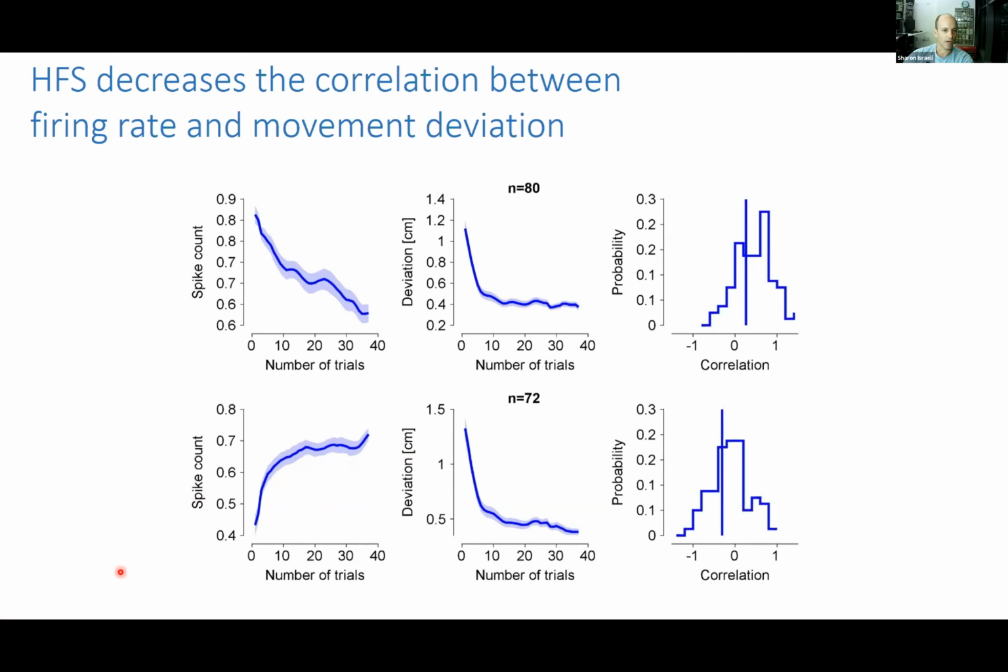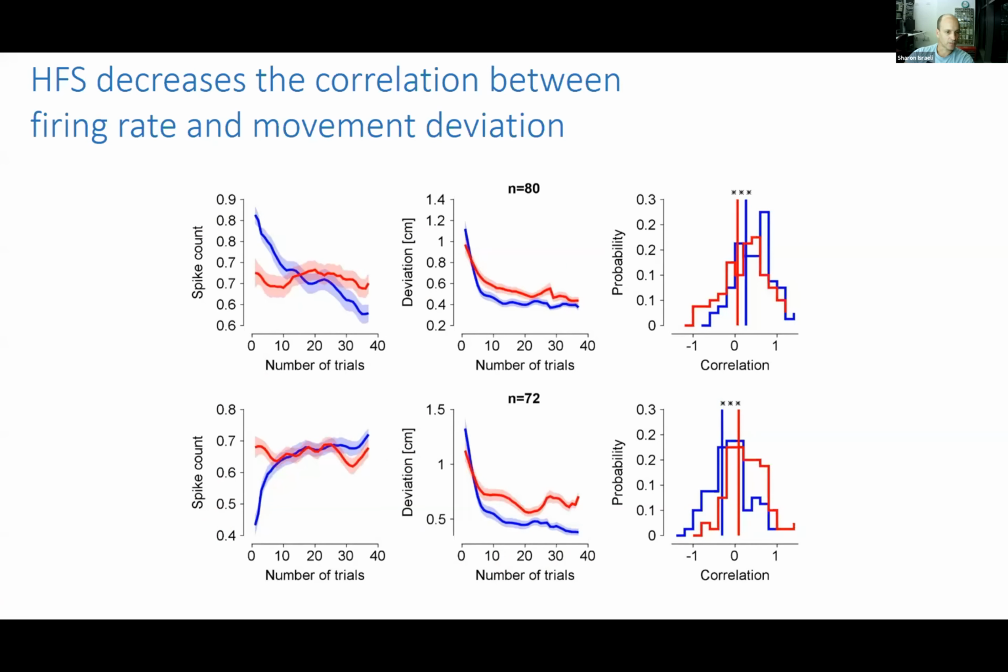in the corresponding trial. In cells that decrease their firing rate during adaptation, we expected to find positive correlation, as both the spike count and movement deviation decrease. In cells that increase their firing rate, we expect to get negative correlation since the spike count and movement deviations have opposing trends.